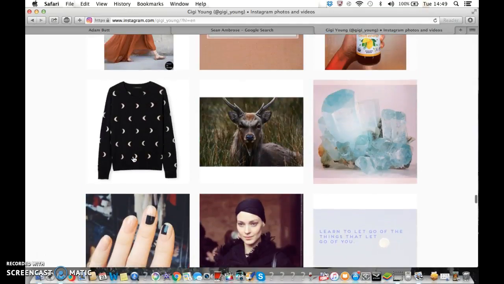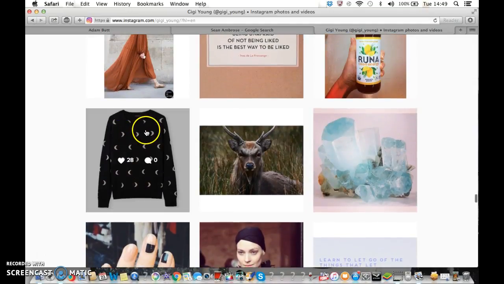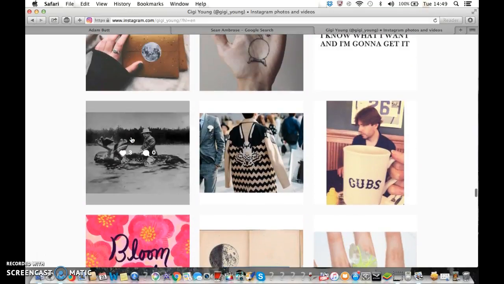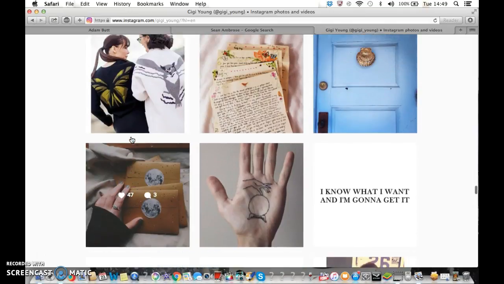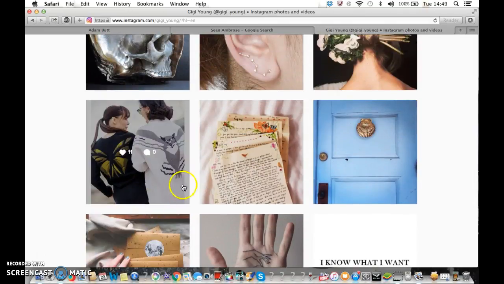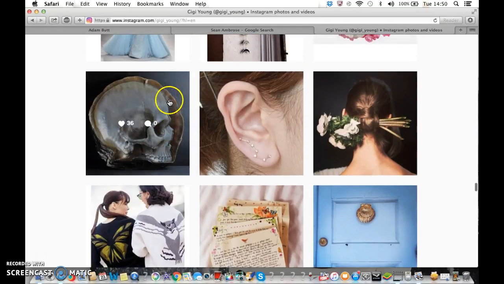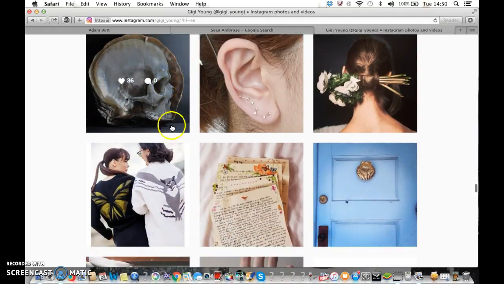The moons for Islam, rising. Bird again for the ego. Skull for idolatry. This door represents the door that we have to go through with Jesus Christ to get into heaven, and that's why it's blue.